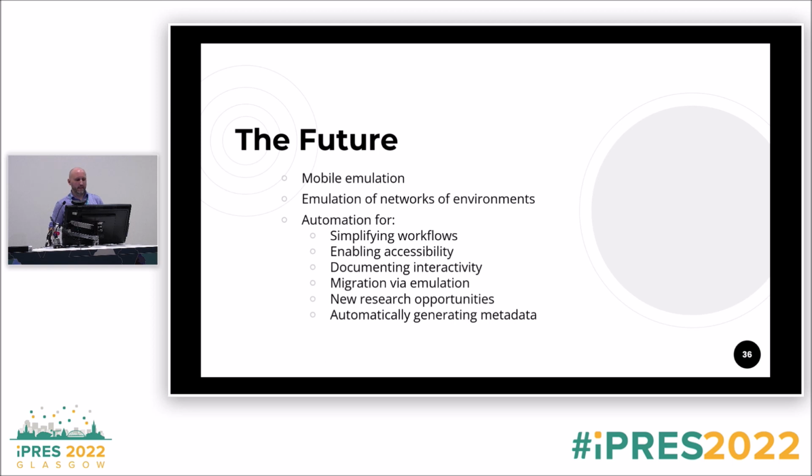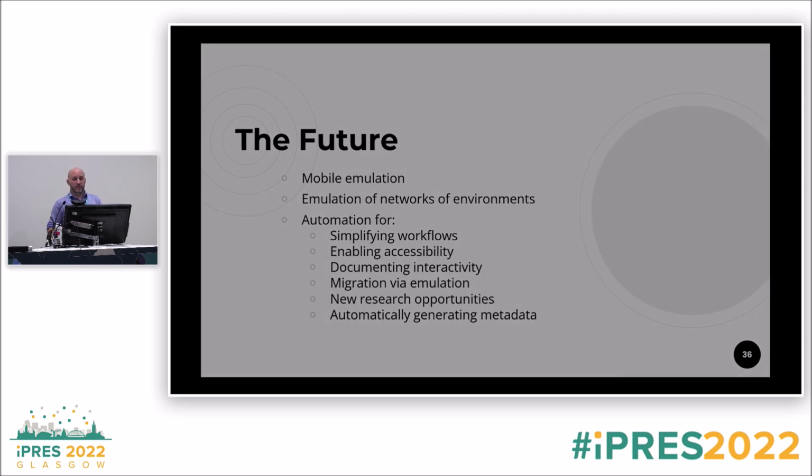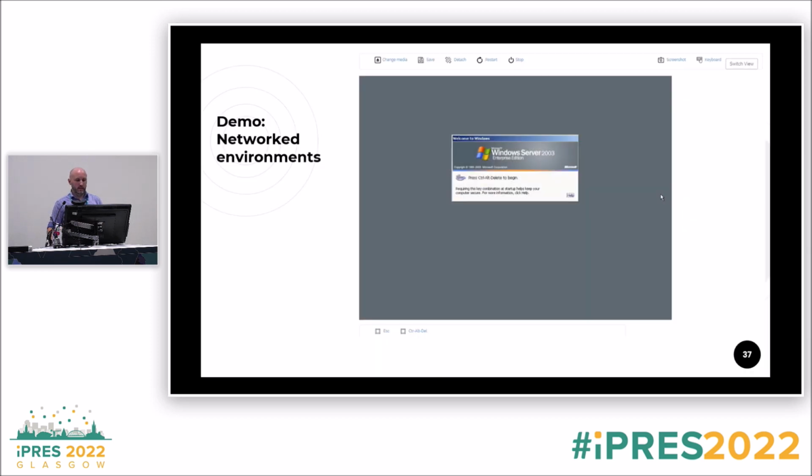All right. So that's a very brief run through on what we're doing, but there's a few new interesting things coming in the future. We're looking at mobile emulation next. At the moment, the best we can do is Android. Apple is a little harder for a bunch of reasons, but that may be a possibility in the future. We're in the process of adding the emulation of networks of computers, of environments, and I'll demo that really quickly, and then doing a whole bunch of automation. I'll try and demo some of that as well.